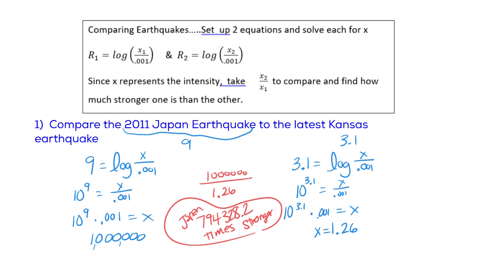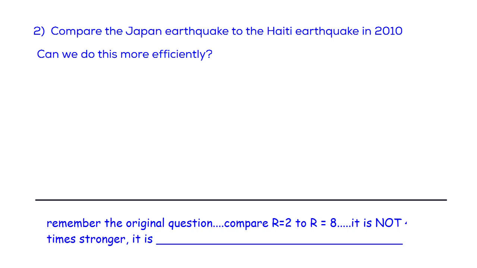Let's try another one. Now we're going to compare the Japan earthquake again, which remember the Richter scale value was 9, to the Haiti earthquake in 2010. Okay, the Haiti earthquake was actually a 7 on the Richter scale. Look at that, two nice numbers. That's going to come out nice for us. So let's see how much stronger the Japan earthquake was.